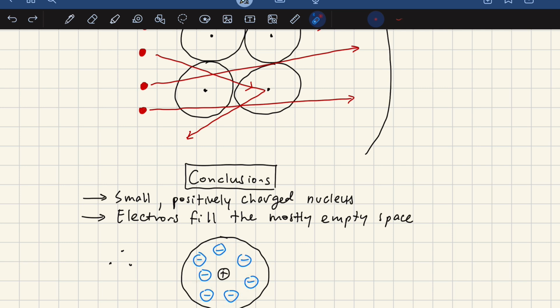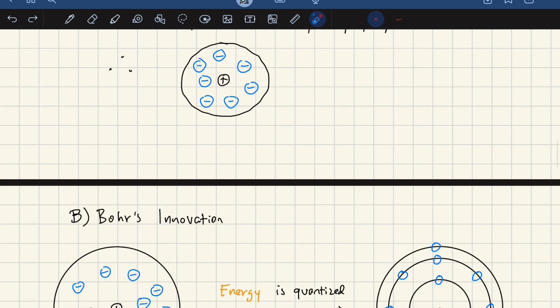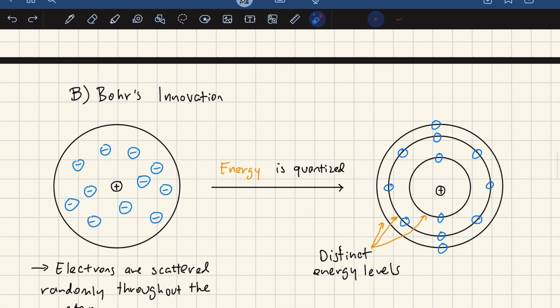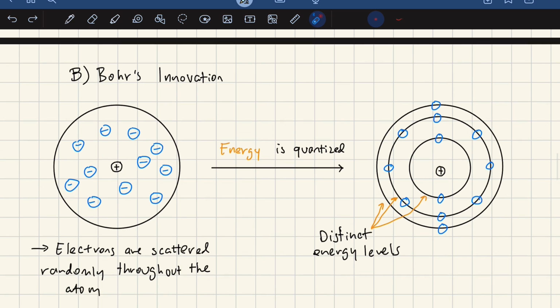We know it's mostly empty space with negative charges, but that really gets refined by Niels Bohr. So he takes this idea that electrons are scattered throughout this empty space, and he applies a concept from quantum mechanics called the quantization of energy, which really just means that energy exists in distinct amounts.